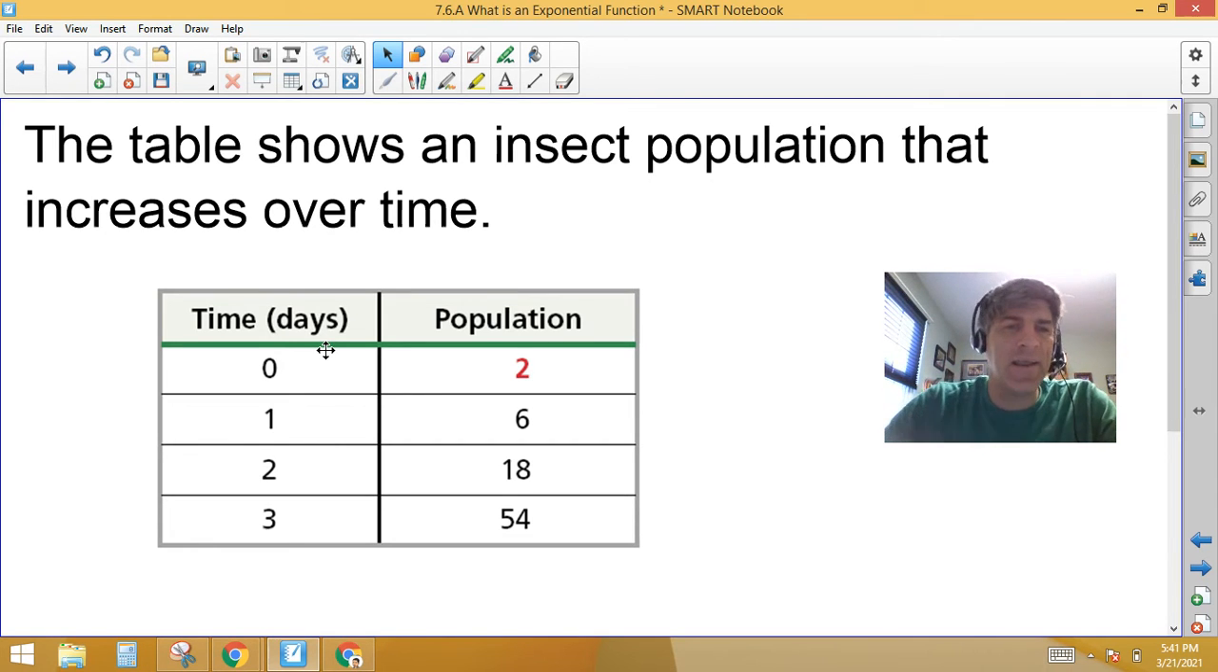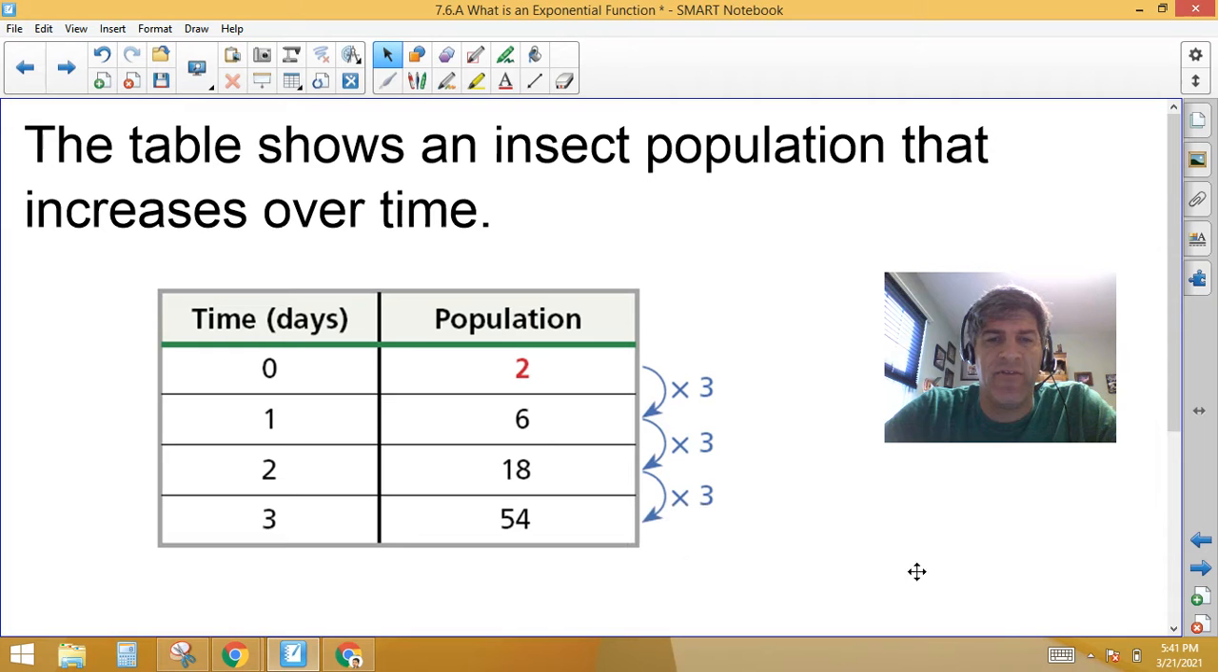What do you notice about the population? What do you see happening? Hopefully you noticed, oh look, it triples. 2 times 3 is 6. 6 times 3 is 18. 18 times 3 is 54.